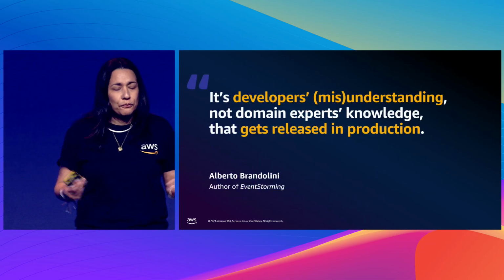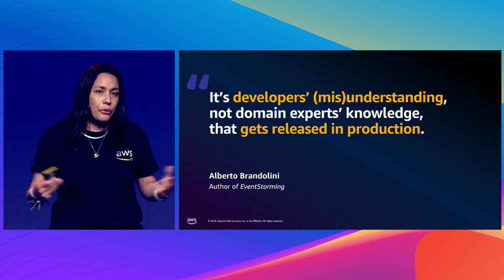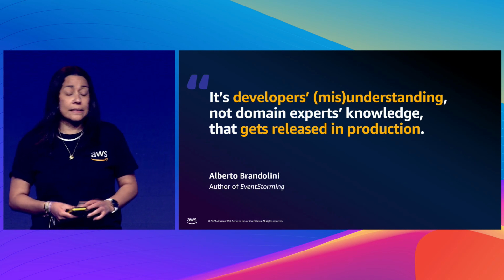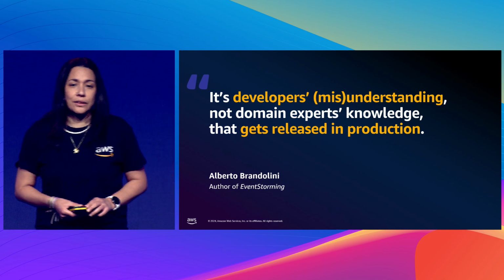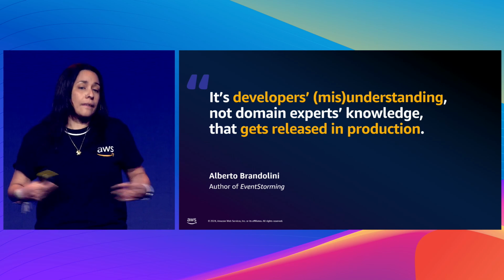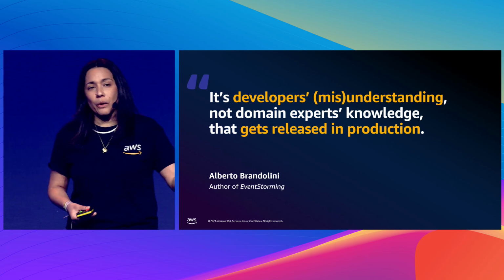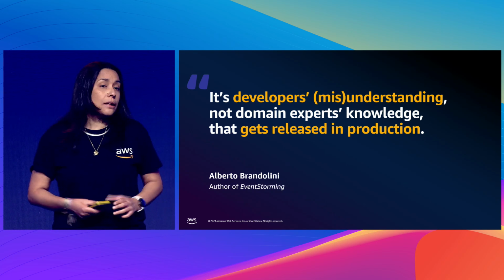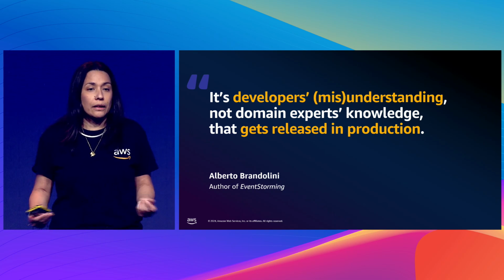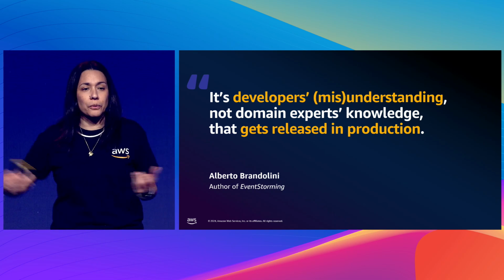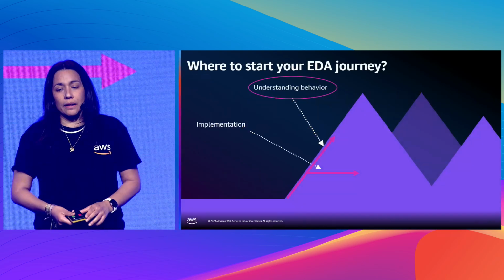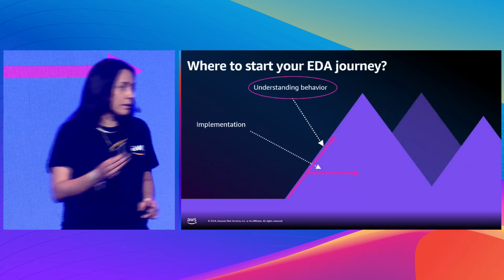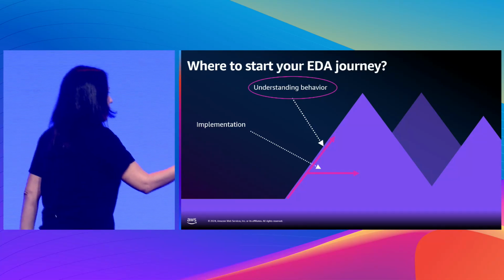And there is this phrase from Alberto Brandolini, the author of Event Storming, and it tells us that it's the developer's misunderstanding, and not the domain expert's knowledge, that gets released into production. This happened partially because we went implementation first, and we didn't take care of fostering that collaboration between developers and domain experts and business experts. So we can do better than that, most likely, and Dirk will explain how.